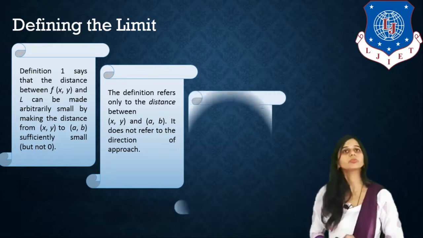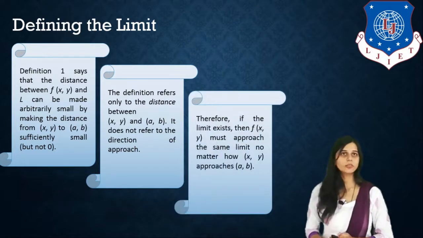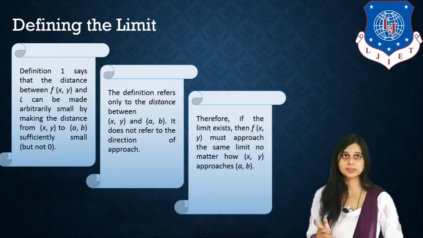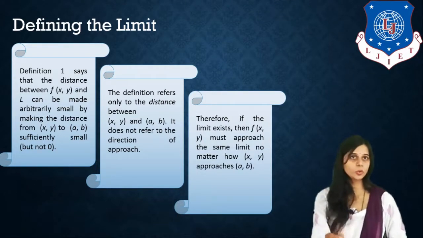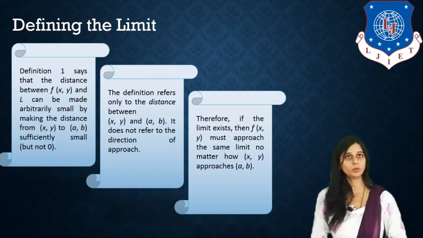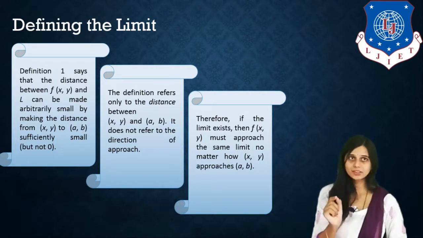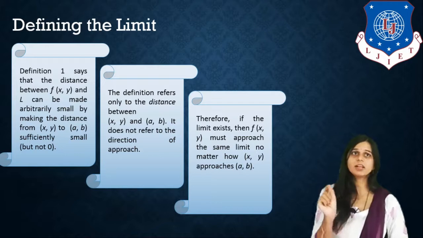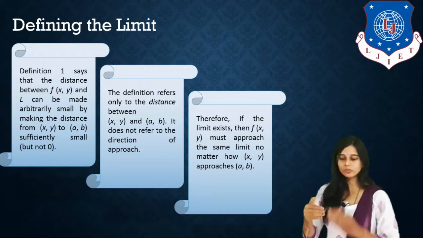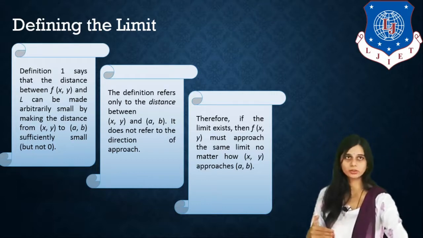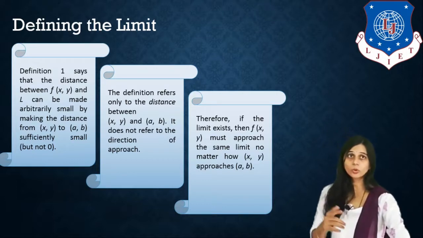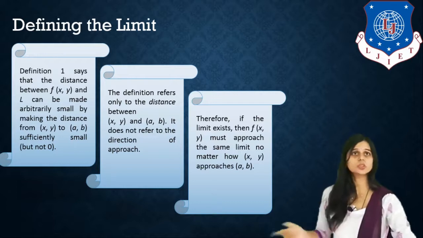Okay. Now the third point is, therefore, if the limit exists, then f(x, y) must approach the same limit no matter how (x, y) approaches (a, b). So clearly see, if the limit exists, then f(x, y) must approach the same limit, no matter how (x, y) approaches (a, b).